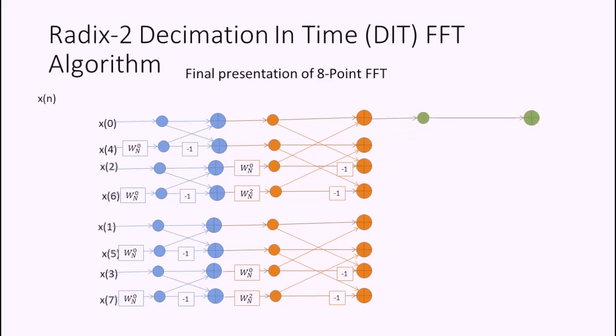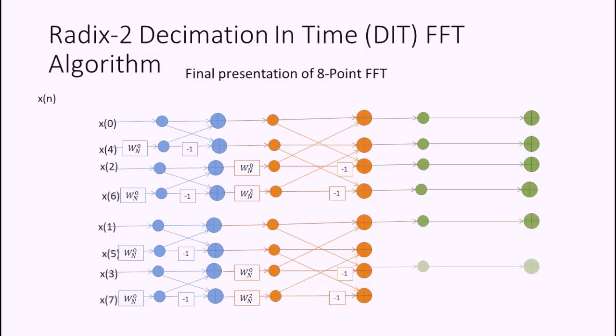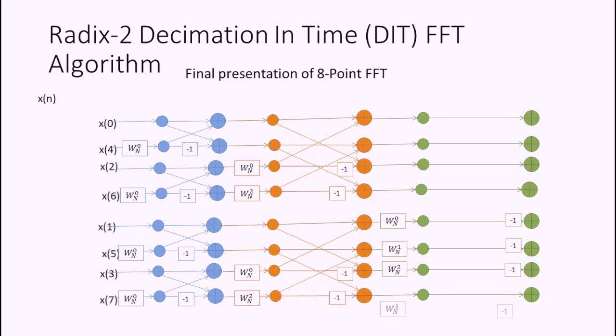In the third stage, the first 4 outputs are taken as same, but the next 4 outputs are multiplied with W_N to the power 0, W_N to the power 1, W_N to the power 2, W_N to the power 3, and as well as multiplied with -1 before addition.